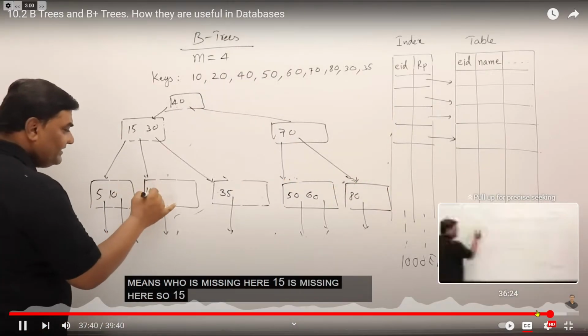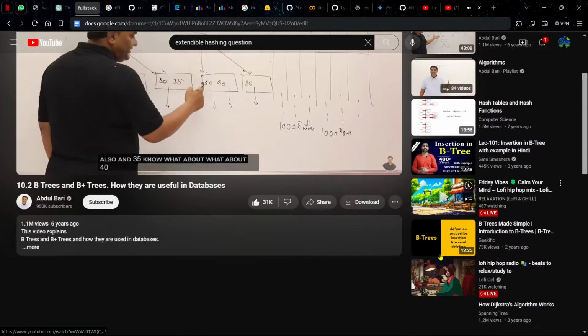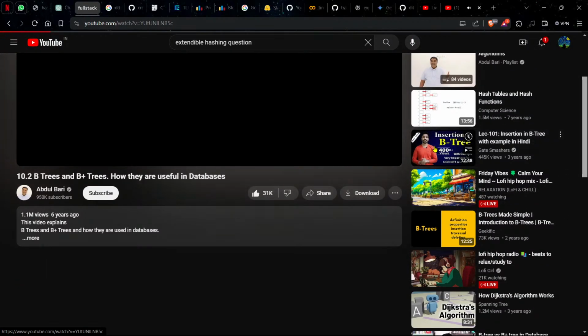Here 15 is missing, so 15 will be here also. 20 will have its copy here also. So there will be a record of 15 also, 20 also. Then 30 will have a copy, and 35. 40 will have a copy here also. So 40 and 50.